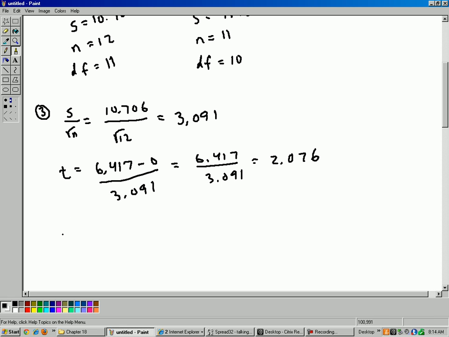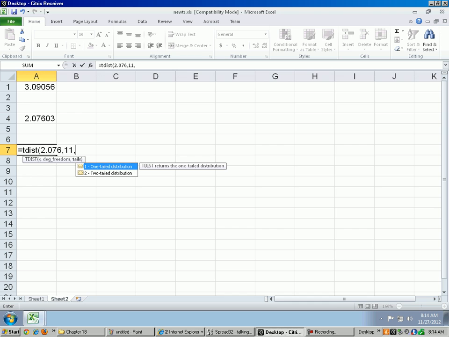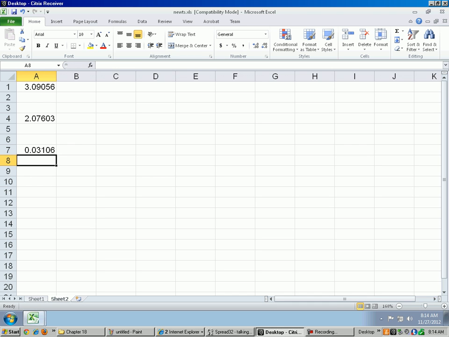Or well, since I've been using Excel, I might as well use Excel to get my p-value as well. So 2.076. I can do the TDIST command here: 2.076, comma, degrees of freedom is 11, one-tailed test. Okay, my p-value is 0.03 rounded off, or well, 0.031. All right.